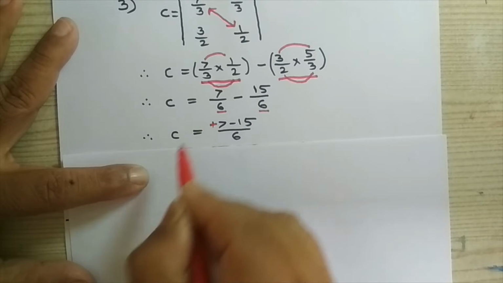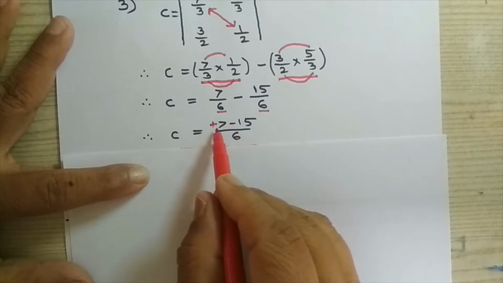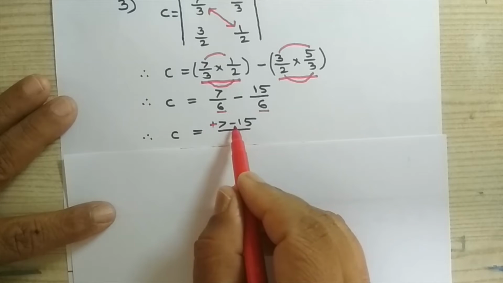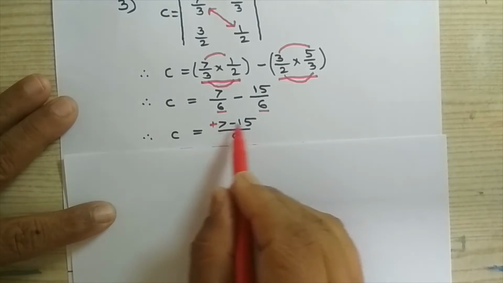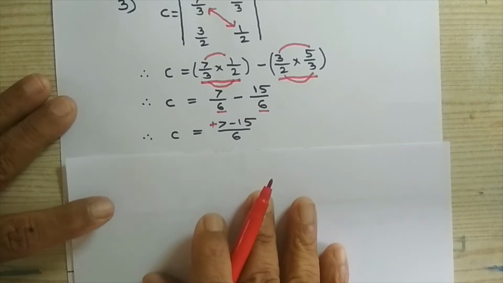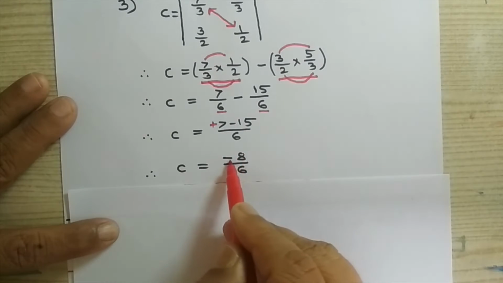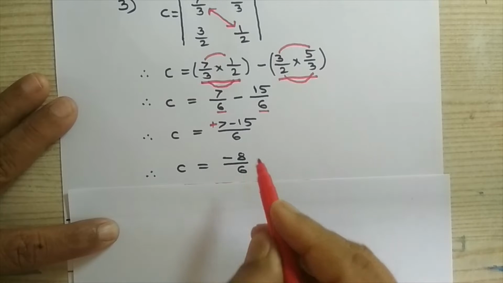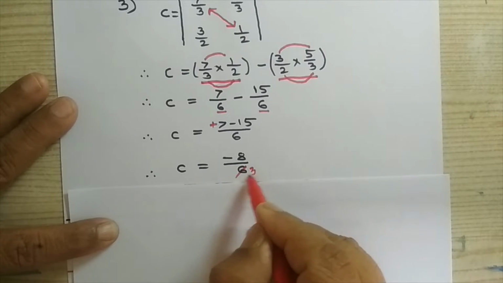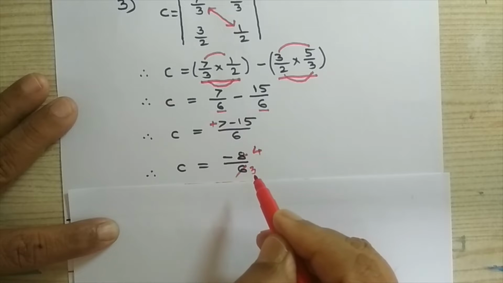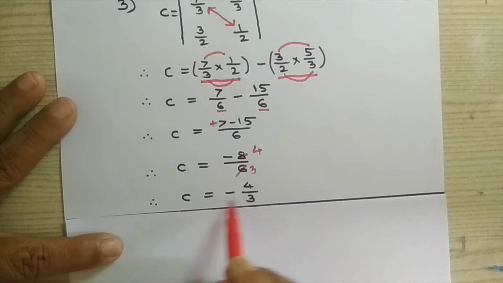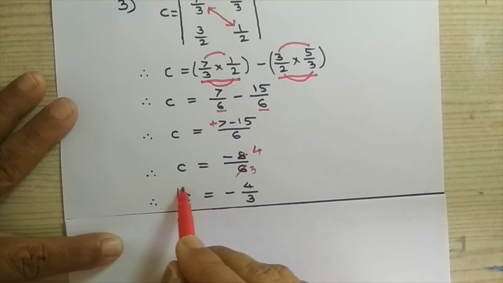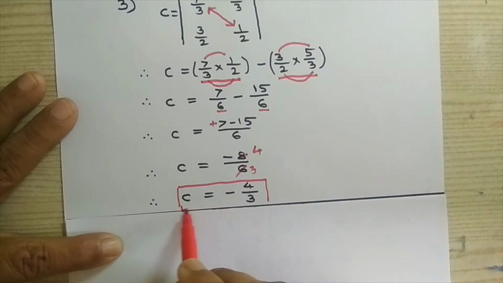Its sign here is plus. In the numerator place there are different signs. We have to write the sign of the larger number, that is minus, and find the difference between 15 and 7. That will be the sign of the larger number, minus, that will be 8 upon 6. Again we have to simplify here, 2 threes are 6, 2 fours are 8. The final answer will be C is equal to minus 4 upon 3, which is the value of the determinant C.